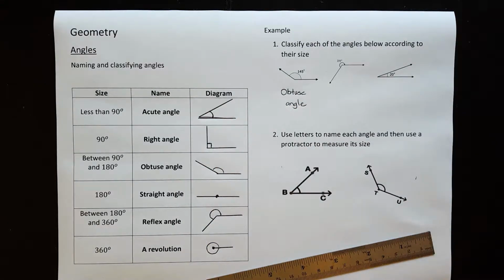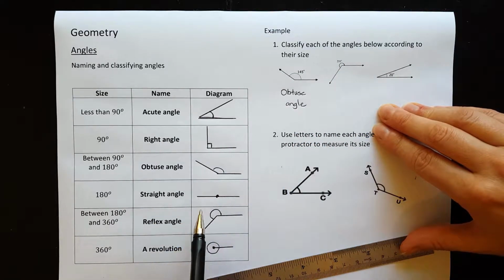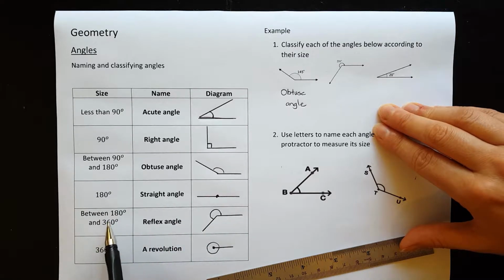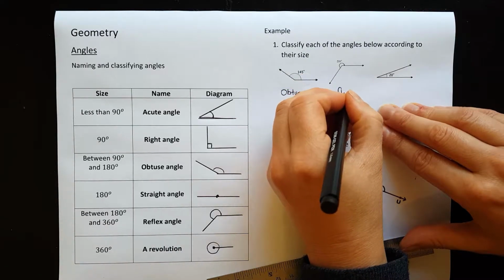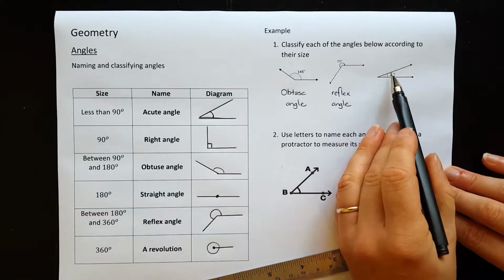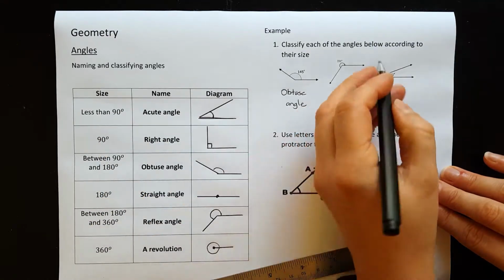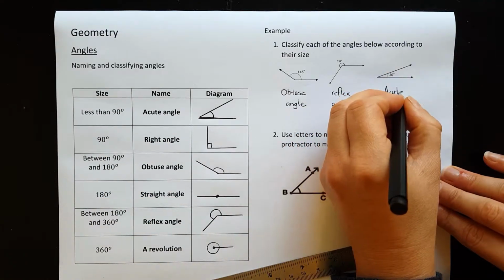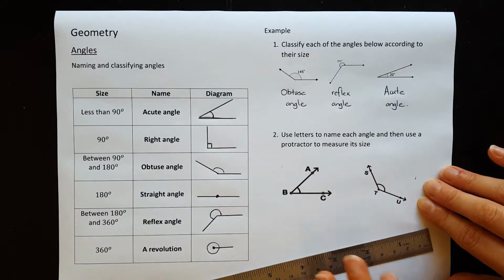Now the next one says 231 degrees there. It has come past the straight angle, and it's down here between 180 and 360. So it's a reflex angle. And this tiny little angle here is just a little one at the beginning. It's less than 90 degrees. It's 20 degrees here. It's an acute angle. So you need to know those names and be able to classify angles according to their size.